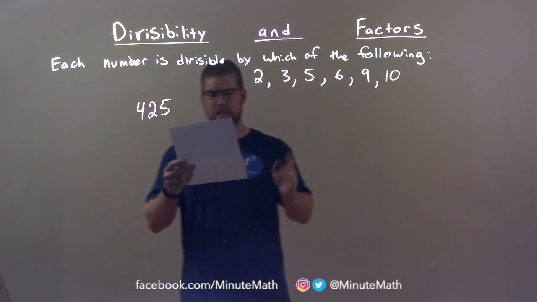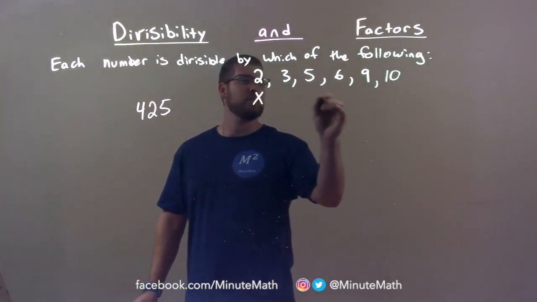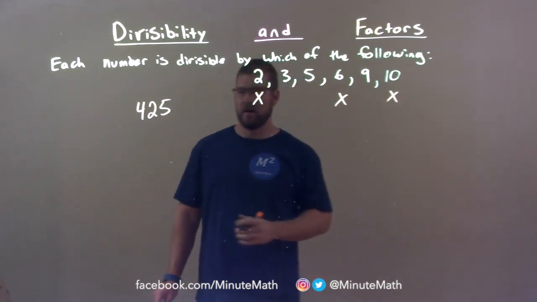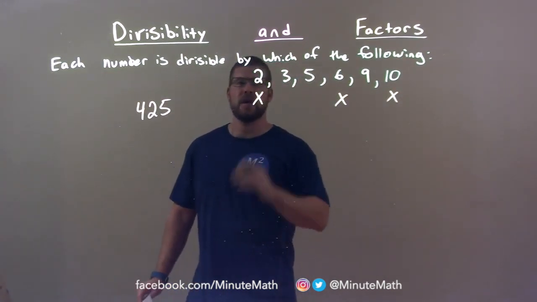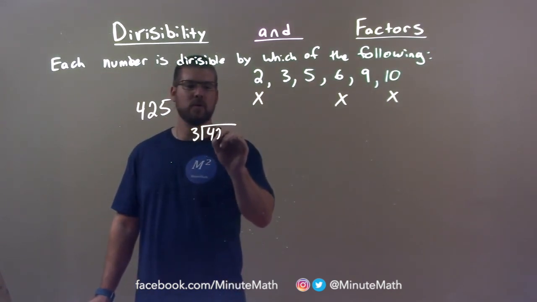425. Okay? Well, first thing, this number is an odd number, so my even numbers are all out. Okay? So now I need to check 3 next. Long division. Does 3 go evenly into 425?